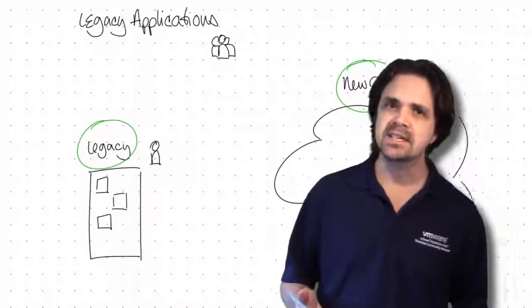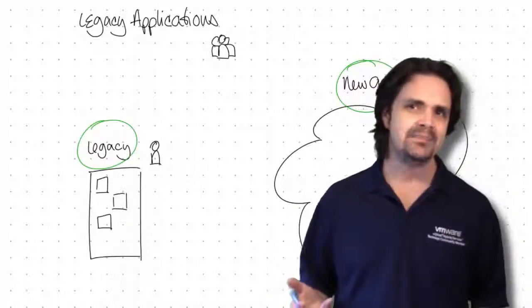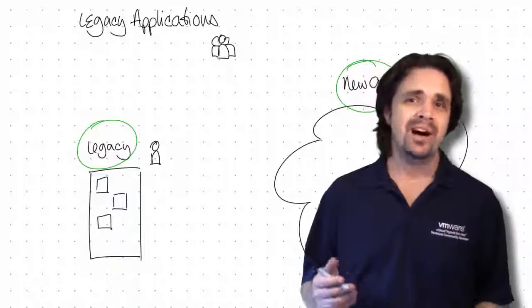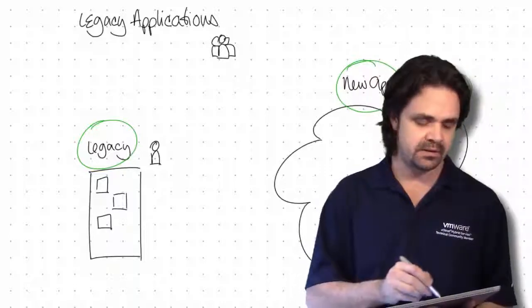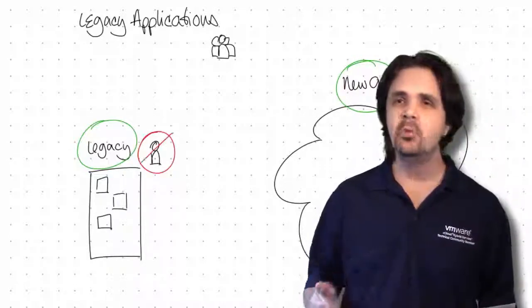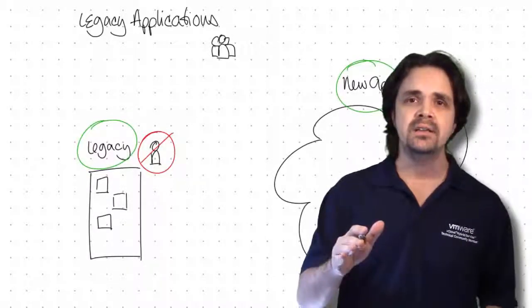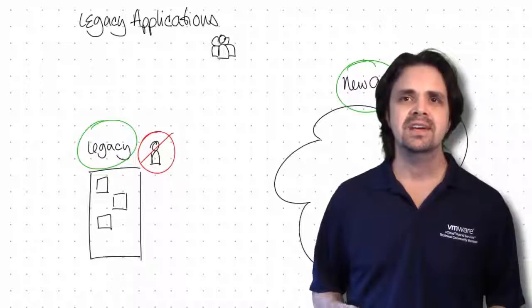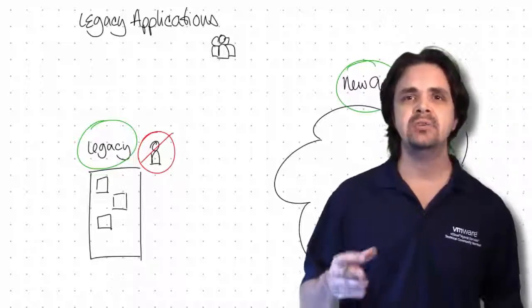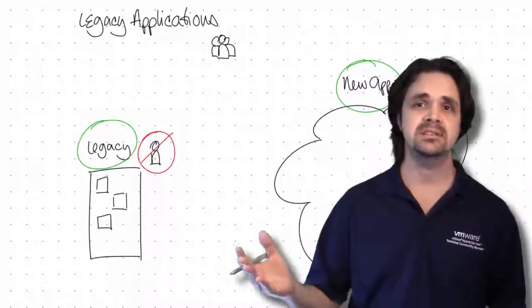Bob wrote a legacy application some years back, but Bob no longer works here. And so nobody knows how this application works anymore. But the problem gets thicker. This legacy application now needs to scale. Turns out Bob was a genius.